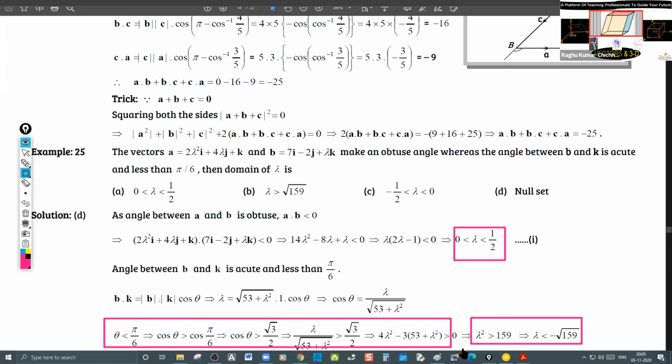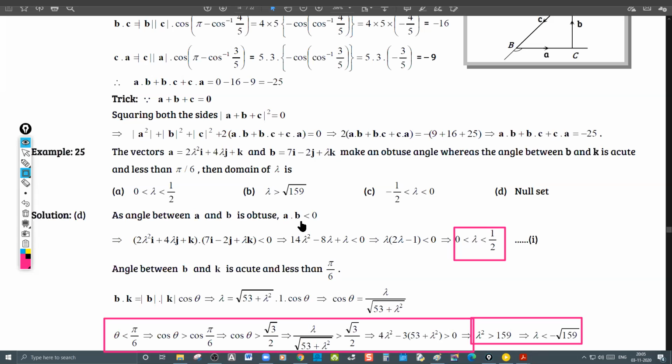Please make a note of it or take a screenshot of it. This is important because the vector algebra is linked up with algebra. Taken, sir. Vector algebra linked up with algebra.